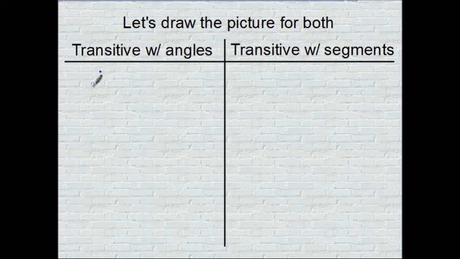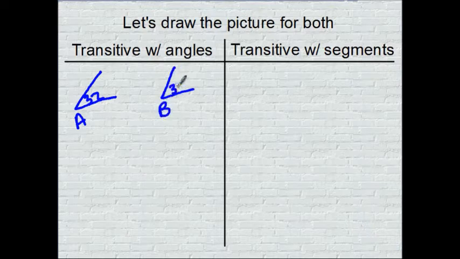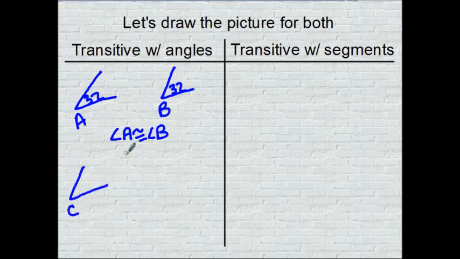Let's say that I have angle A, which is 32 degrees, and angle B, which is also 32 degrees. Since they have the same measure, I can say that angle A is going to be congruent to angle B. Now, let's say that I have angle C. And what I know about angle C is that angle C is going to be congruent to angle B. Well, if angle B is 32 degrees and it's congruent, I now know that angle C is going to be 32 degrees as well. Looking at all three angles, I see that all three angles have the same measurement, which must mean that angle A is going to be congruent to angle C.